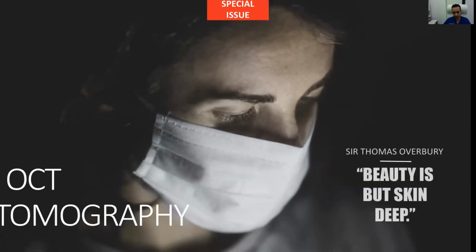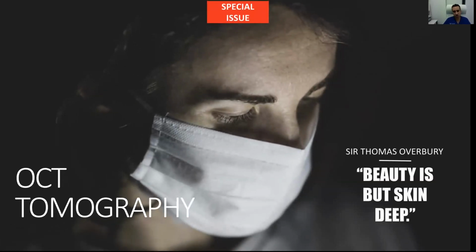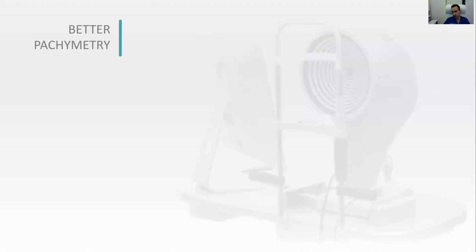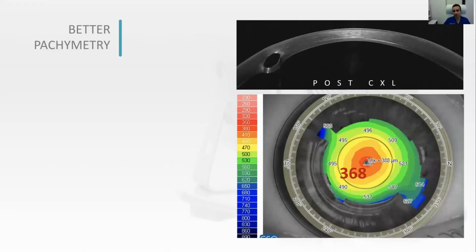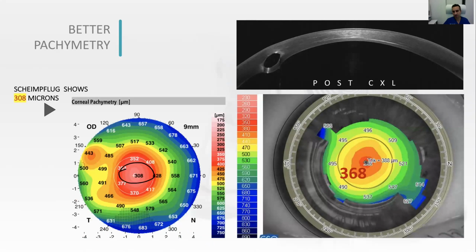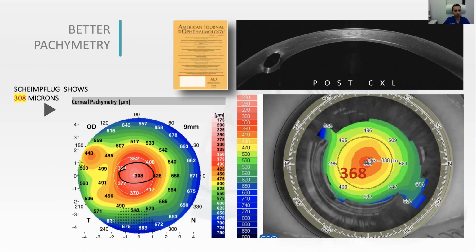Now, they say beauty is skin deep, and OCT shines in the deeper structures. And typically in post-cross-linking, we see sometimes corneal haze that can be mild, moderate, or severe. Compared to Scheimpflug, OCT does a better representation of cornea thickness. As we see here, the more the haze, the more the underestimation of cornea thickness by the Scheimpflug. And that's a study that we have shown in AJO comparing ultrasound pachymetry, Scheimpflug pachymetry, and OCT.